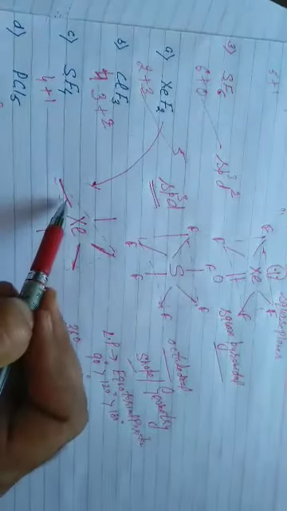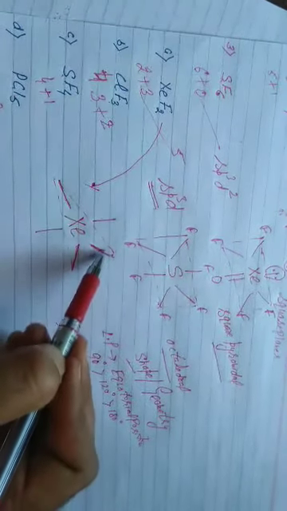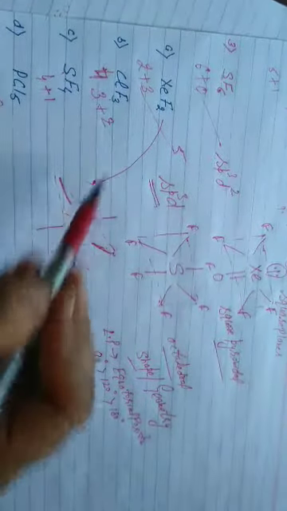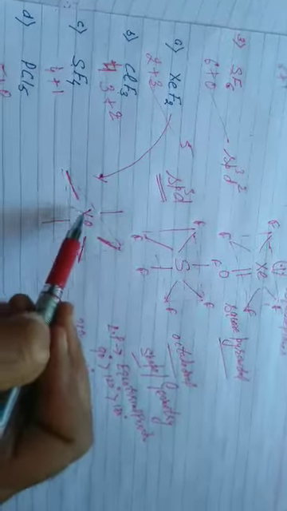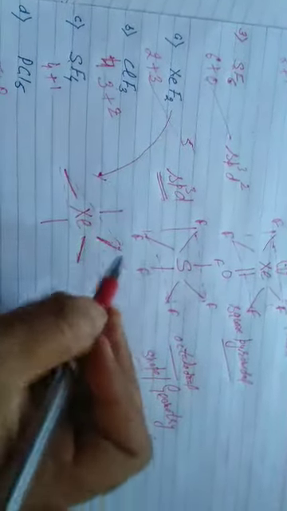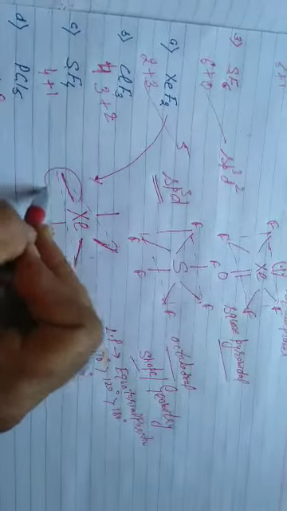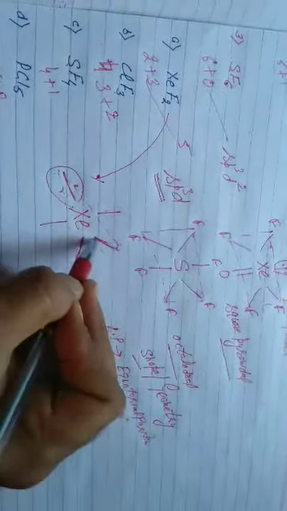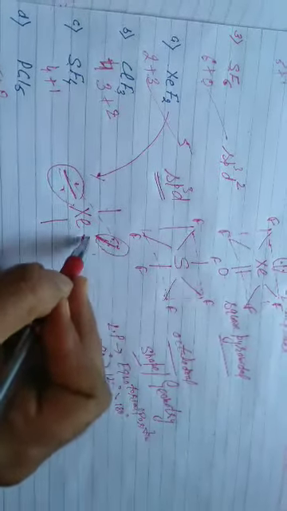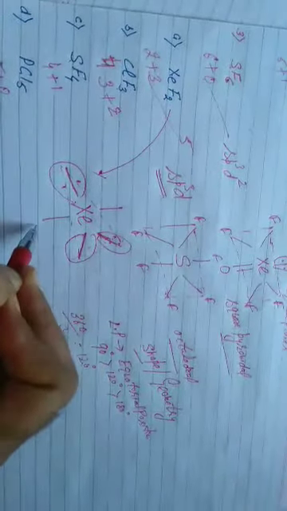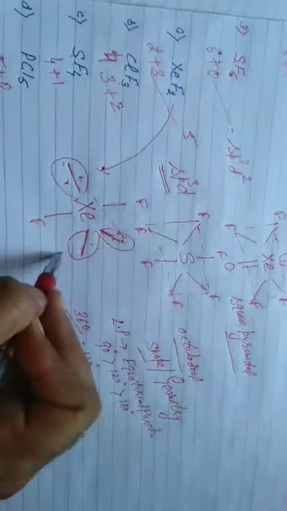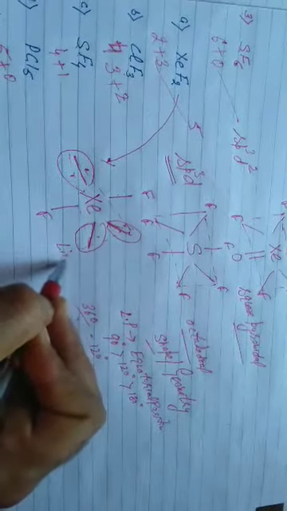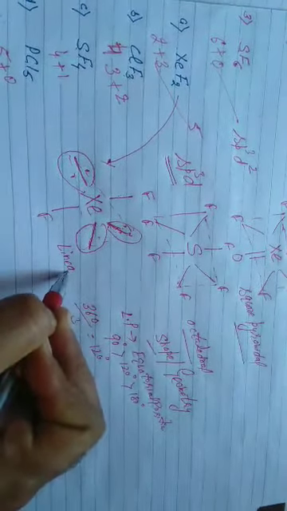If it is one lone pair, mention here. 2 lone pairs, mention at these 2 positions. 3 lone pairs, mention all these 3 positions. Now please, XeF2, 3 lone pair. All 3 positions, 1, 2 and 3. Mention F and mention F. What is the name of this shape? Linear.